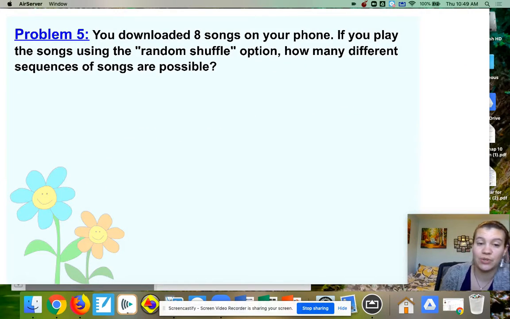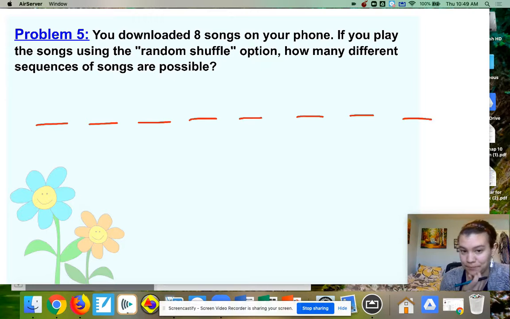Okay, so the last example, you have 8 songs on your phone. You're playing them using a random shuffle. How many different ways could they play the same 8 songs? So draw out your 8 options. Right? So the first song, they could pick one of any of the 8. But then the next spot, it's already played one of the songs. So you only have 7 options.